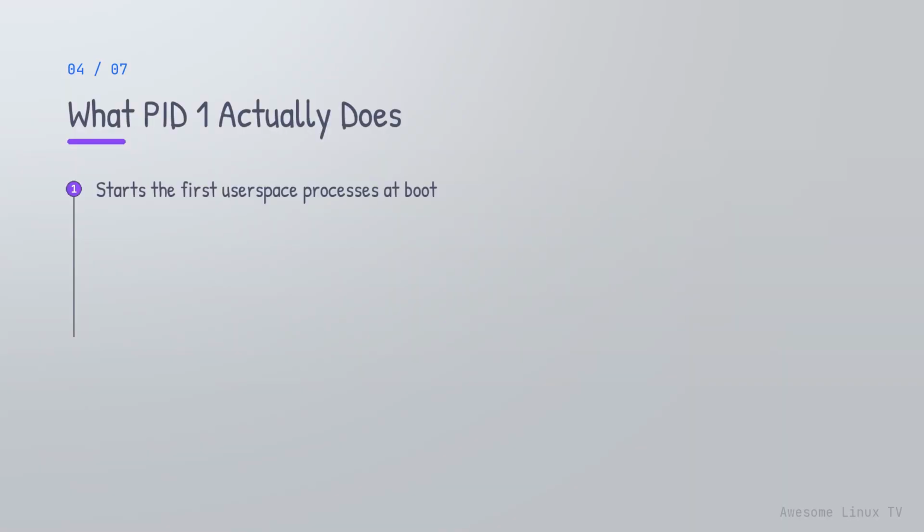PID 1 has 4 critical jobs. First, it kicks off all the other processes when the machine boots, mounting file systems, starting network services, launching login prompts. Second, and this one surprises people, it's responsible for reaping orphan processes. When any process dies, it leaves behind a small record so its parent can collect the exit status. But if the parent is already dead, the child becomes an orphan. The kernel reparents it to PID 1, and PID 1 must call wait on it to clean it up. If PID 1 doesn't do this, orphans pile up as zombie processes. They're dead but still eating a slot in the process table.